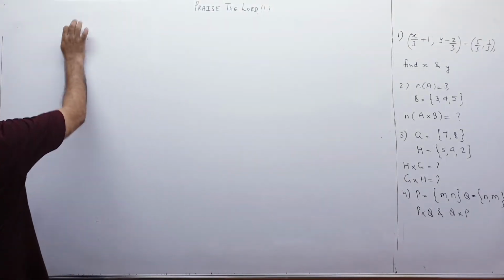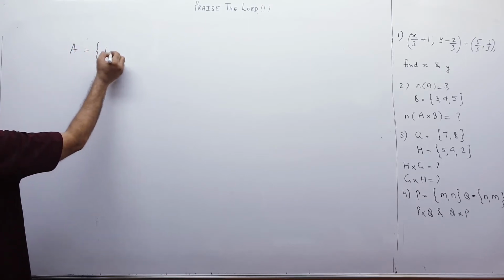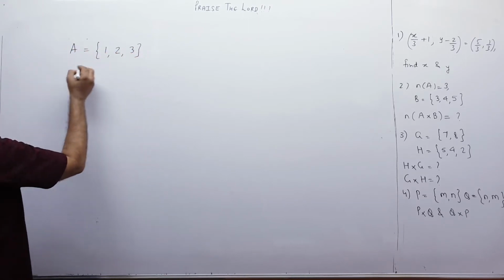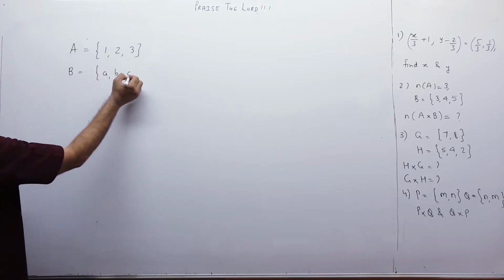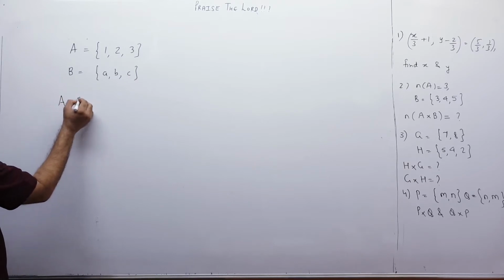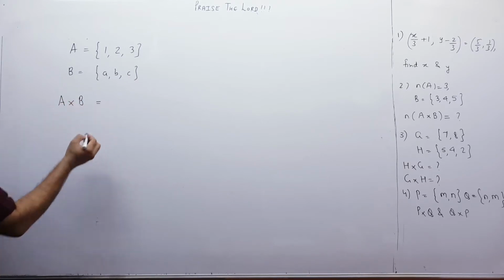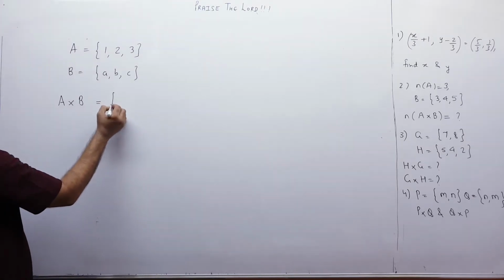Please understand nicely. Suppose I have a set A like 1, 2 and 3, and there is a set B with me which is a, b, c. Then the Cartesian product of A and B is written as A cross B. A cross B means the Cartesian product of A and B. This is the notation for that. And what are the elements of A cross B? A cross B will be a set.